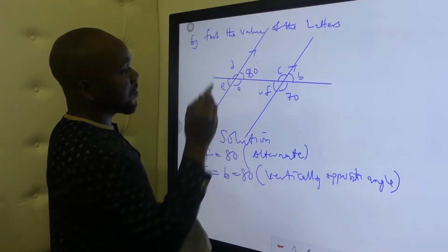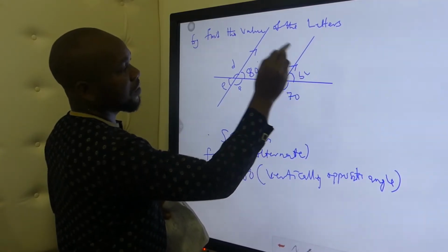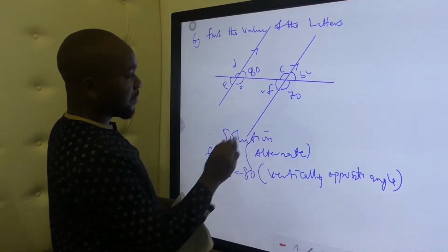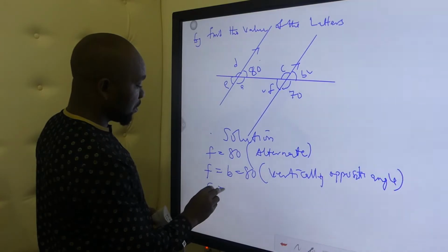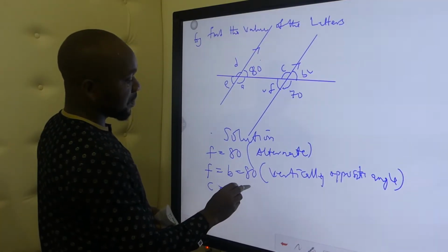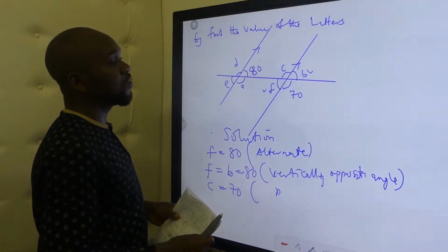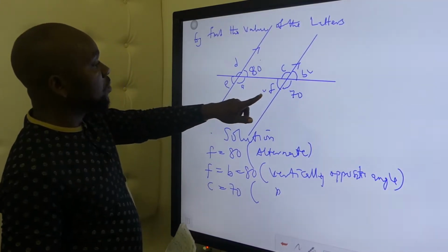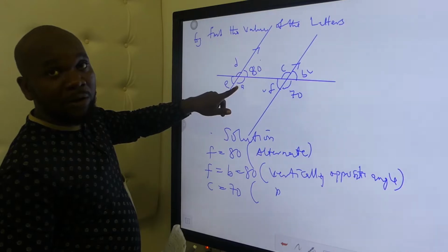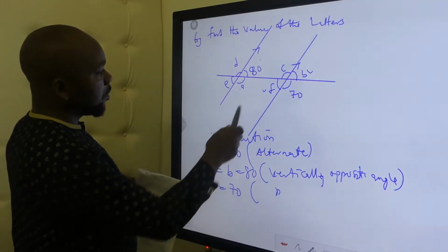We have gotten this. We have also gotten this. C is equal to 70. What is the reason why? They are vertically opposite angles.